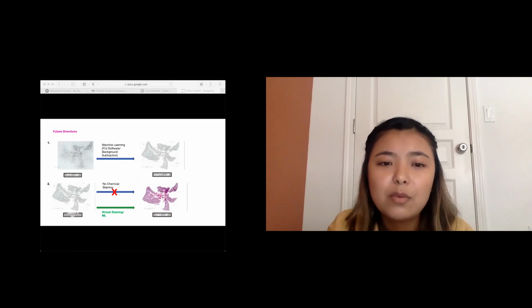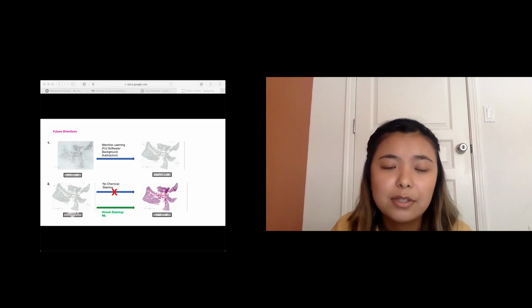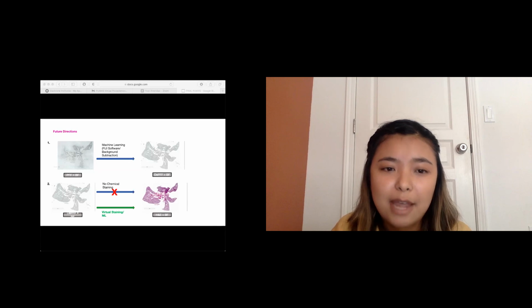So from here, what we could do is use machine learning to subtract the background from the paraffinized slide to create an image similar to the deparaffinized one. And we can use that deparaffinized slide to virtually stain the image using machine learning. Through this, we will have a virtually stained image of the tissue in its most natural state, and we'll be saving time, which in turn will lead to a faster histopathological diagnosis.